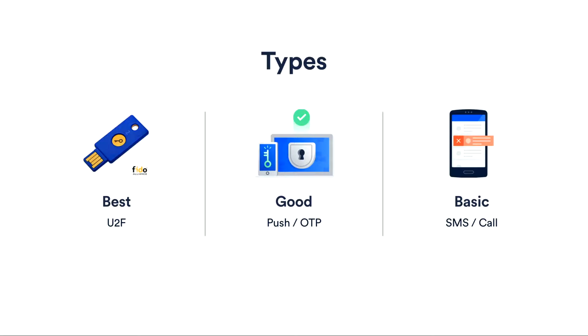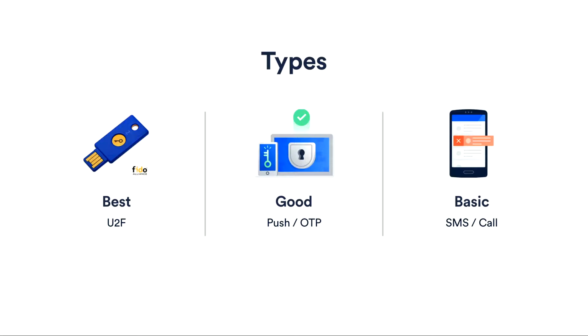And so here we go. Push-based and OTP 2FA is pretty good. It holds up and it's easy to implement. SMS and call is basic. It doesn't hold up to targeted attacks. If anyone saw the Reddit attack this year, they got in via SMS 2FA, because there are so many ways of breaching it now. You can brute force the OTP codes. You can fake a SIM card and do it that way. So it really doesn't hold up.